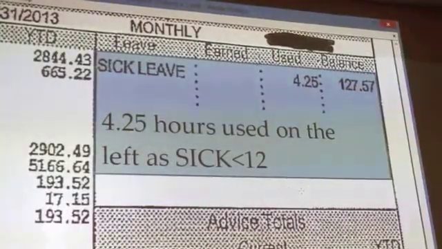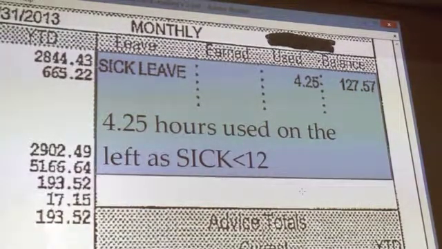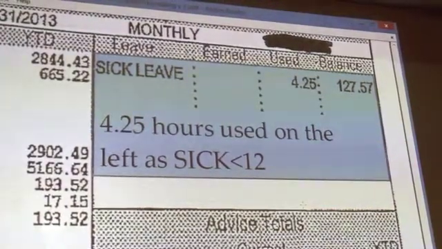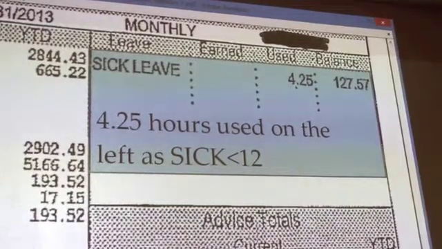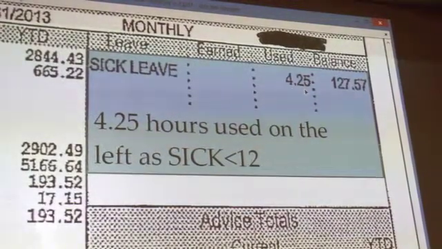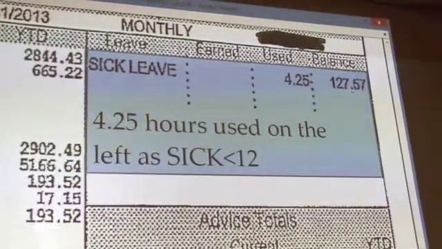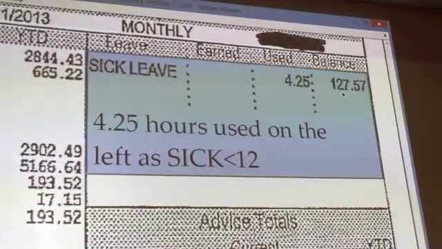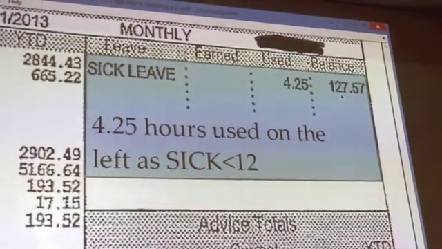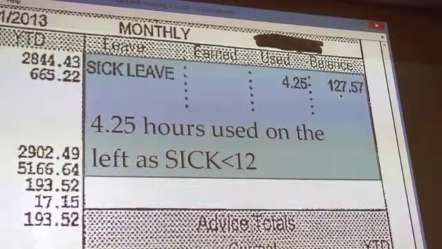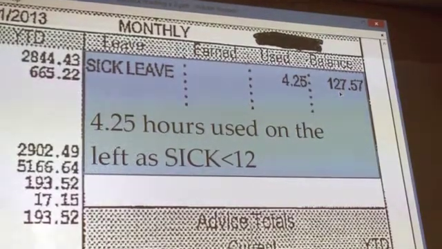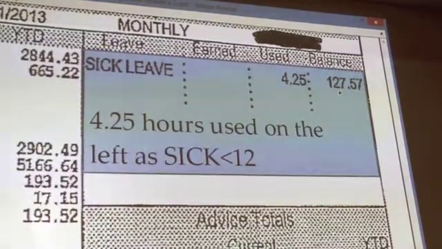Also, this person used 4¼ hours of sick leave. On the right hand side of the advice slip, you will find under the used column 4.25 hours, and the balance will have gone down from the previous pay stub. This is where it's important for you to use one pay stub and compare it to the next month's to make sure that the balance is what you would expect it to be.